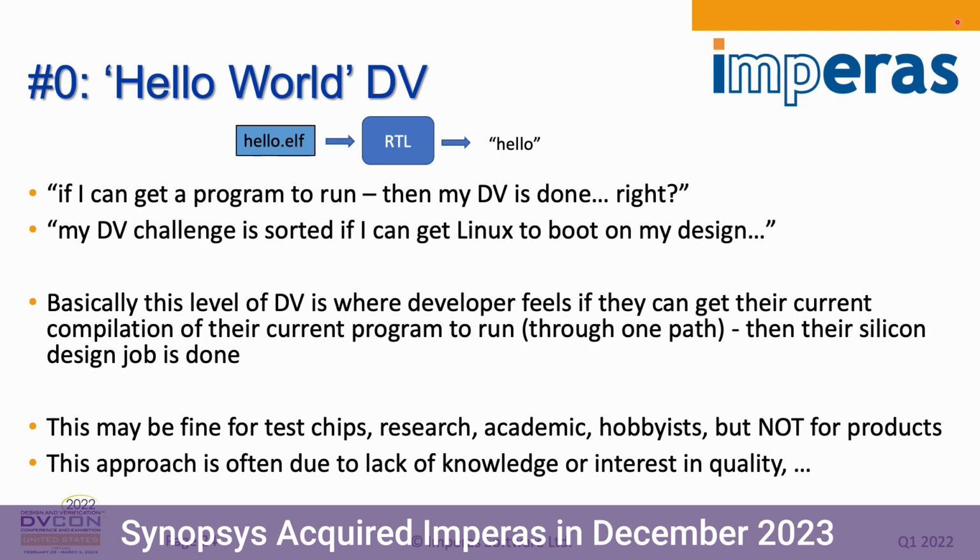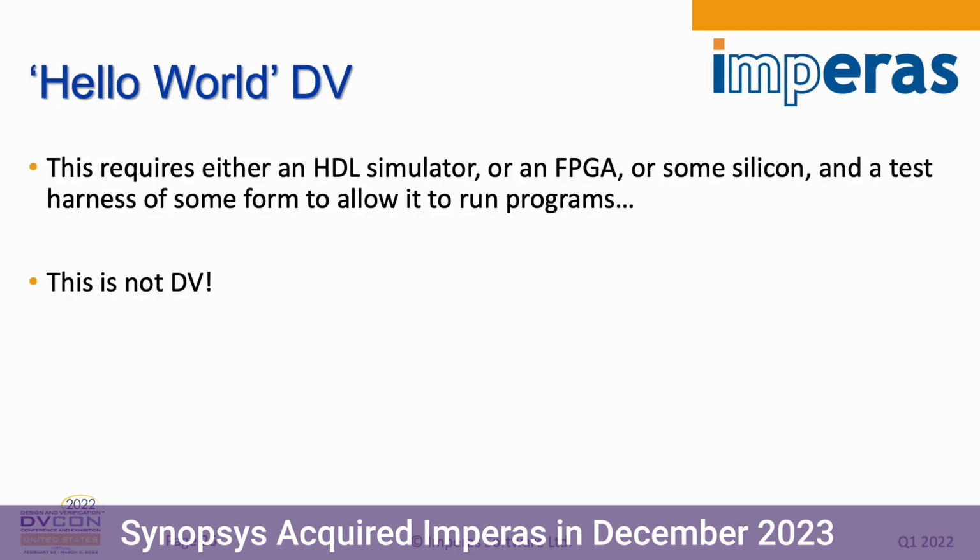It really is just one path through the design, right? If you can get a program to run, that's fantastic. And if you can get Linux to run on your core, that is a tremendous milestone. Don't get that wrong, but it's not DV. It's one program, one path through it. So this might be absolutely fine for test chips, for research and academic, for hobbies. It's fantastic if you can get something to run, but it's not for a commercial product. If you want to build commercial products, the Hello World approach is not a DV approach. Yep, you need your HDL simulator, you need your FPGA, you need some silicon, sure, and a test harness, but don't get confused. Getting a program to run is not verification.